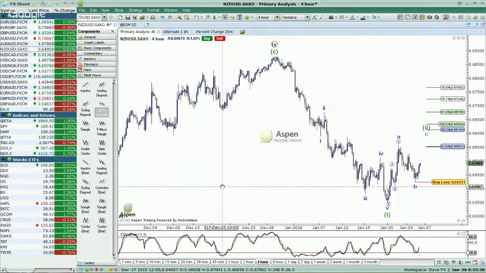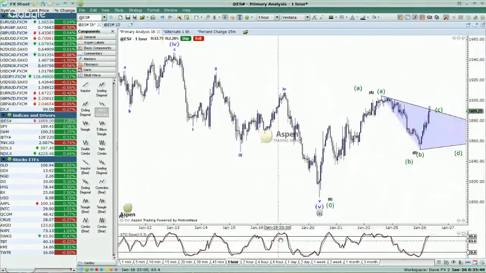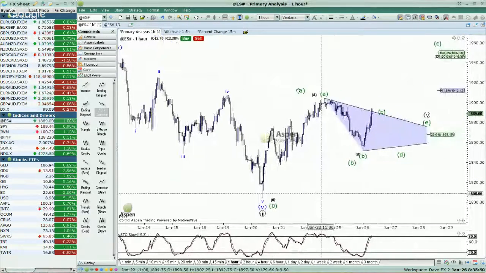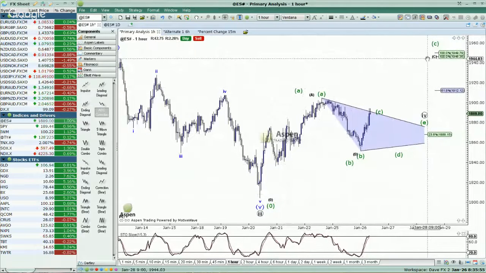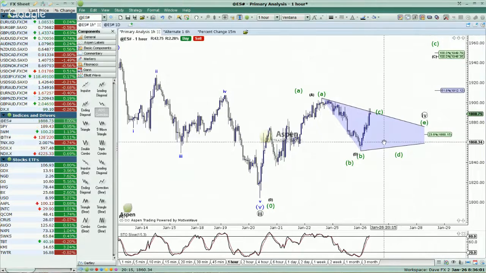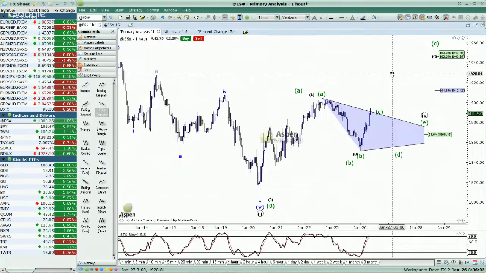Now, I do have some clients that are of the opinion, and I get emails from them all the time. I'm going to go back to the S&P 500 here. Just bear with me. Their opinion is that this is the correct count. A, B, and then we're going to run up towards the 1940 level. Therefore, they're long the Aussie dollar in here, and they're willing to take a shorter term trade because they know as the S&Ps move higher, Aussie dollar is going to move higher. That's fine. That's one way to approach trading.